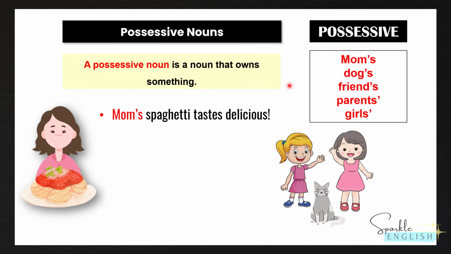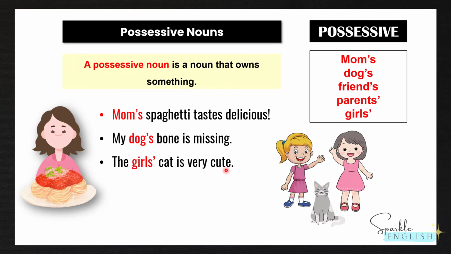For example, mom's spaghetti tastes delicious. The spaghetti belongs to the mom. In this case, it's the spaghetti that she made. It's her spaghetti. My dog's bone is missing. The bone belongs to the dog. The girls' cat is very cute. Because we have the apostrophe after the S, that means that the cat belongs to both girls. My parents' bedroom is upstairs.